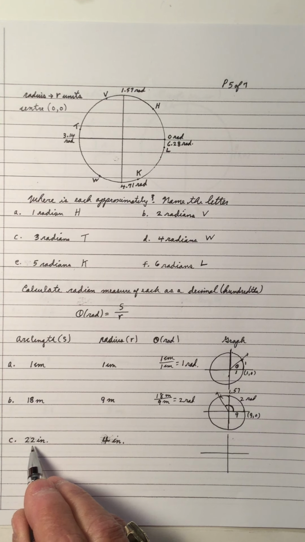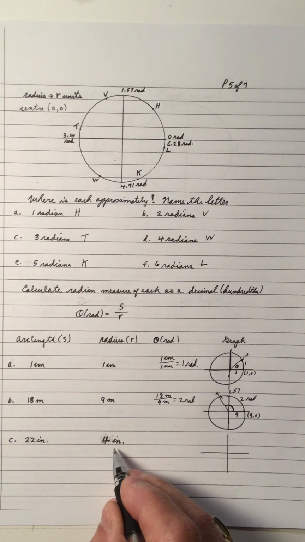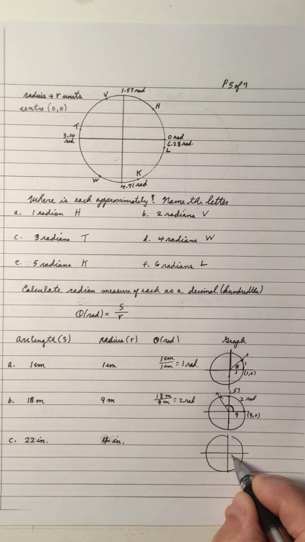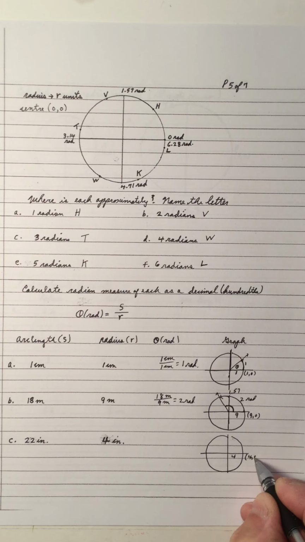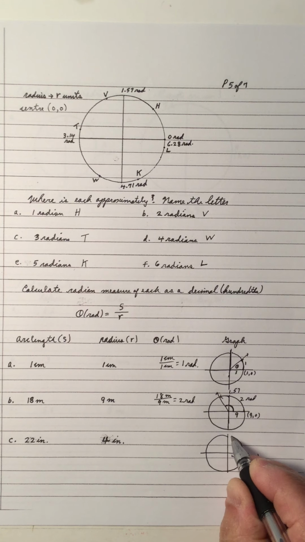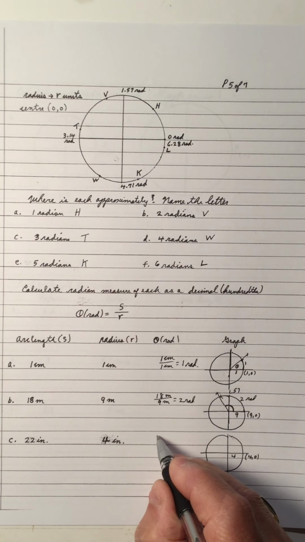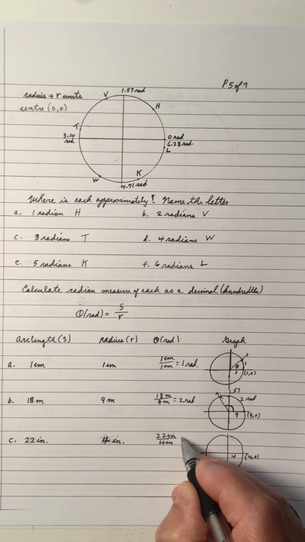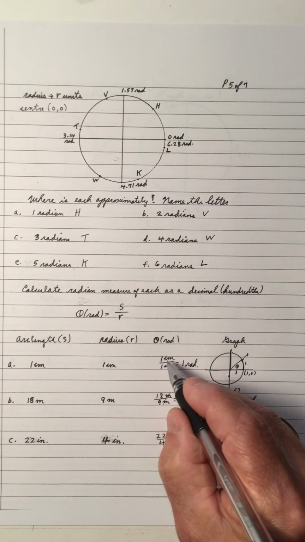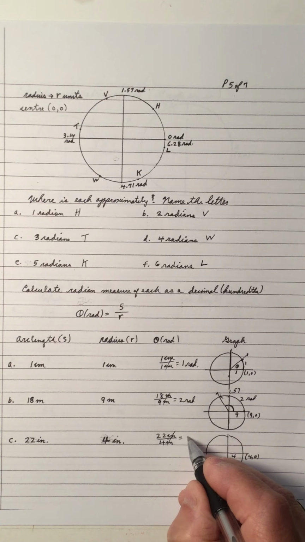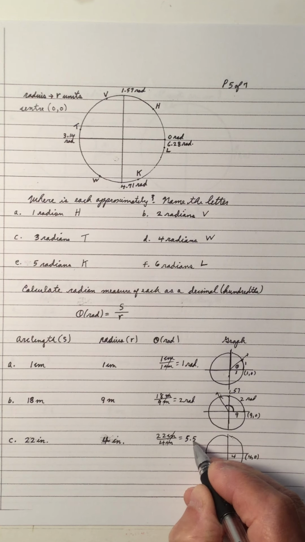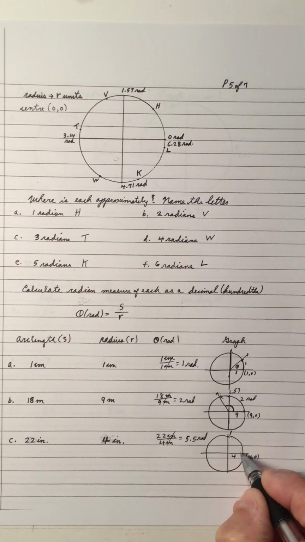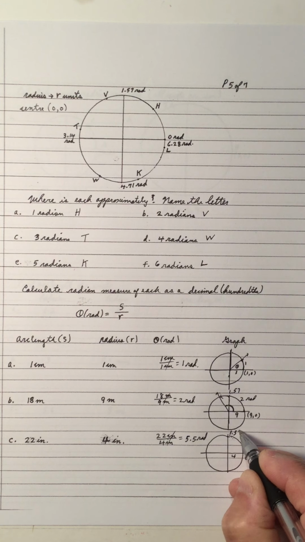And C, we have a 22-inch arc length with a 4-inch radius. Again, let's draw the circle. The radius is 4, so this point here is 4, 0. We're going to rotate 22, the arc length, and the radius is 4 inches. You divide, and the inches cancel out. Meters cancel out, centimeters cancel out. 4 into 22 is 5.5 radians.